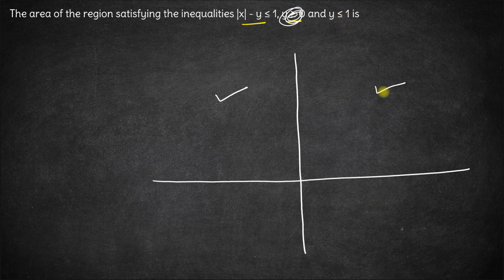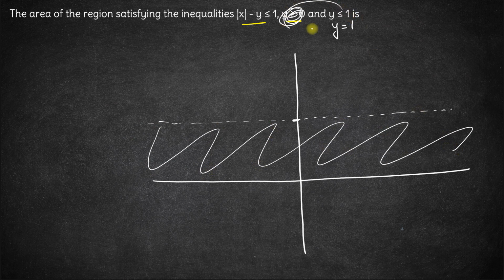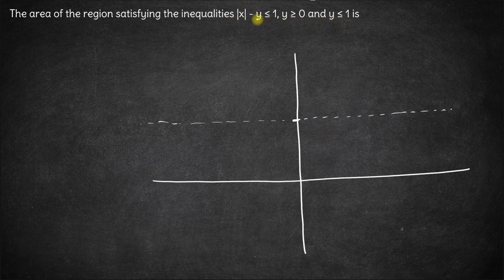Next, y is less than or equal to 1. So let's say this is the point where y is 1. So y equal to 1. Let's first check for equality. If y is equal to 1, we get this line. So y less than 1 is basically the region beneath this line. So we want y greater than 0, that means above x-axis, and y less than 1, that is below this line. So the region is basically this. This is the region under consideration based on these two inequalities. Okay? Fine.